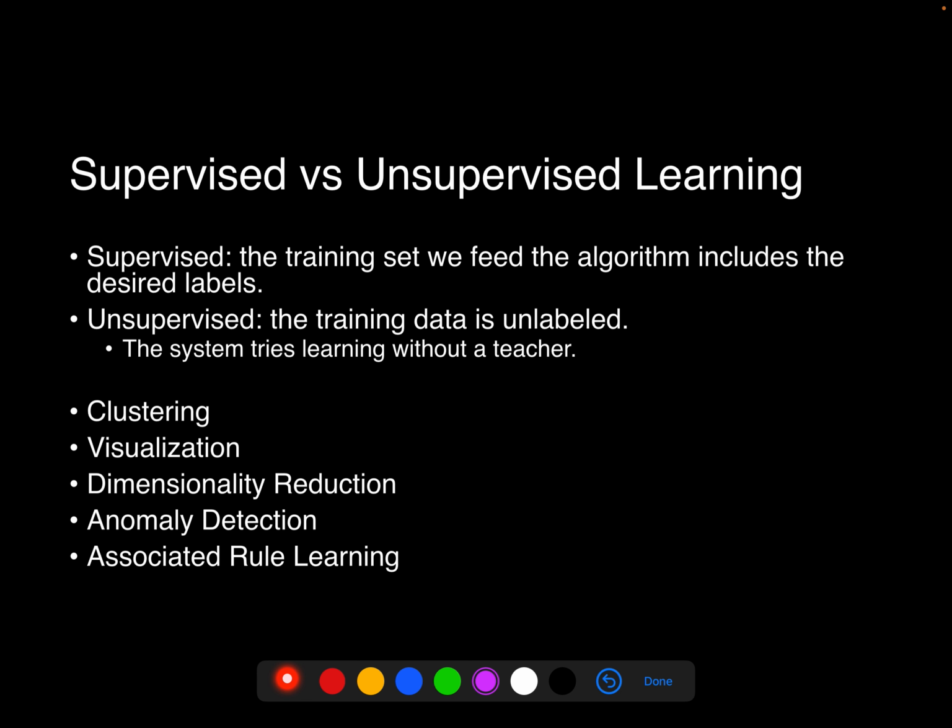To understand where we're going with unsupervised learning, we first have to look at where we've been in our previous video. In supervised learning, the training set we feed the algorithm includes the desired labels. Essentially, we give the computer the answer key.